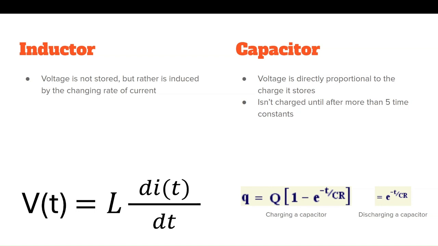The voltage changes as the capacitor needs to be first charged, reaching its capacity after more than 5 time constants.